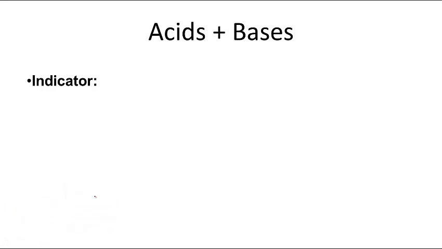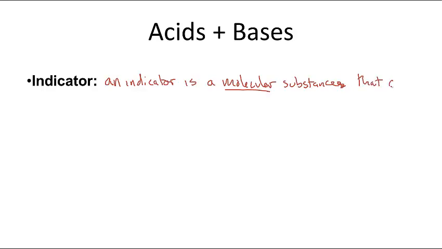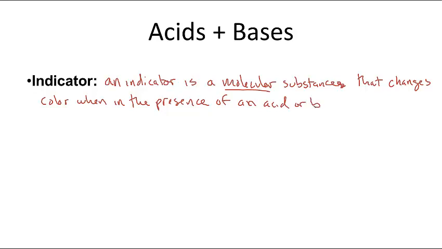So an indicator is a molecular substance. There might be some that are ionic, but molecular means, remember, atoms covalently bonded together to make a molecule. An indicator is a molecular substance that changes color when in the presence of an acid or base. So with the cabbage juice, you saw it changed to lots of different colors.